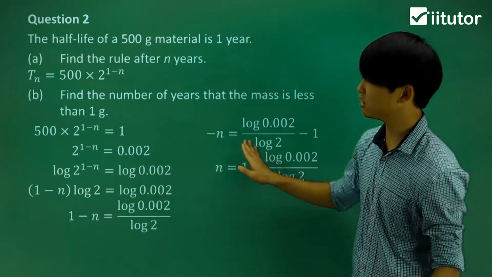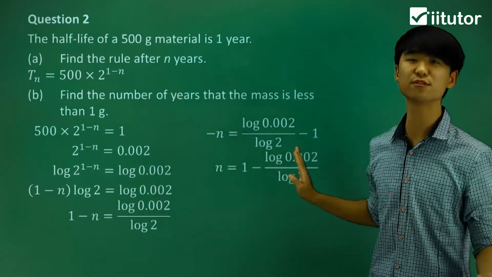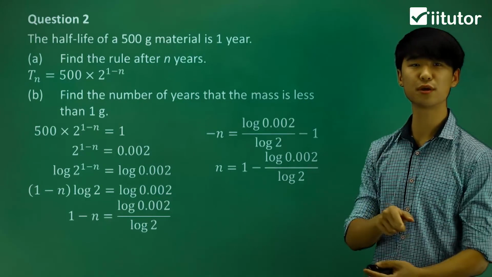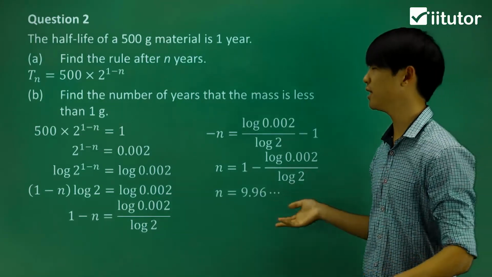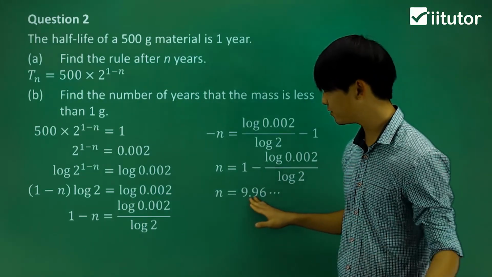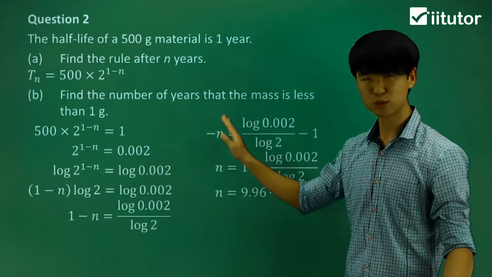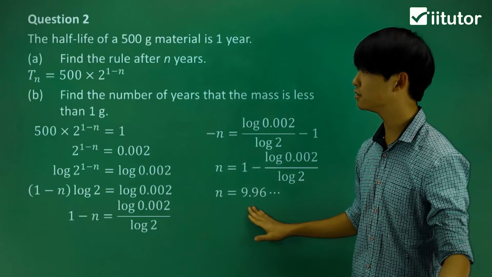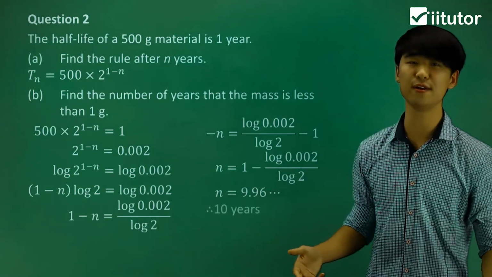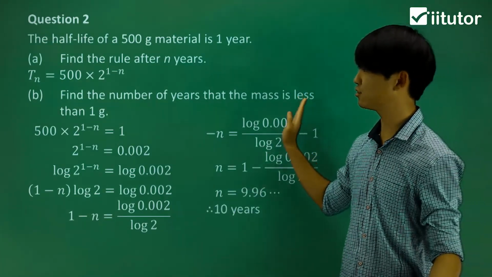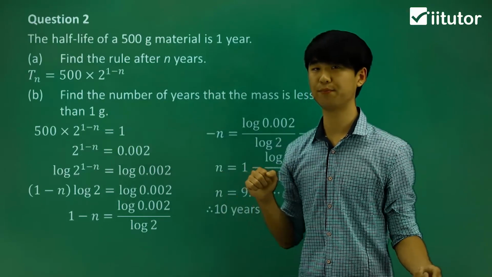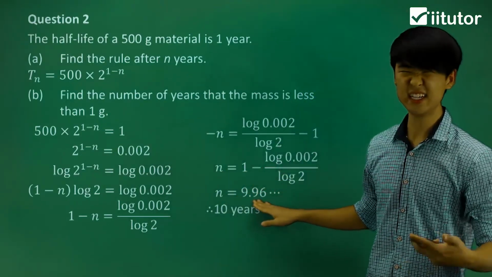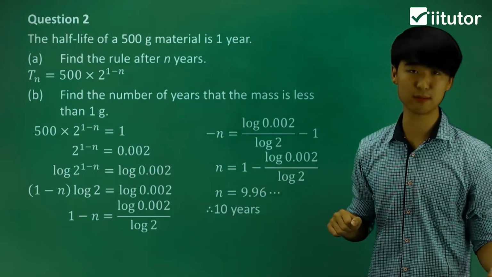The question asks us to find the number of years, so let's calculate this value. Put it into your calculator, and this is what we should get. Once we do all these calculations, we find that n equals 9.96. Then for the answer, I want to write that it takes 10 years for the mass to get less than 1 gram. If I said it was 9 years, it's not quite there. That's why we round up to the next one, which is 10.